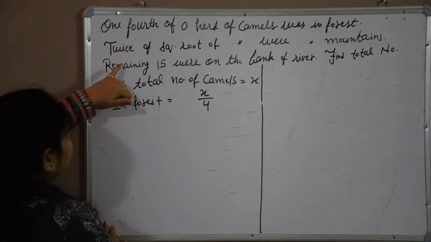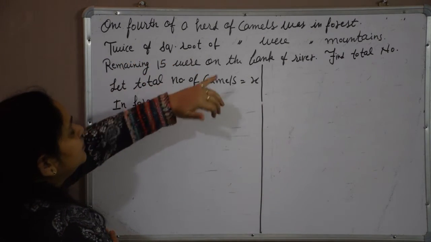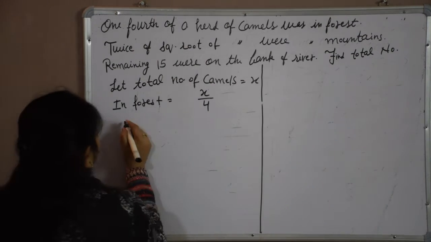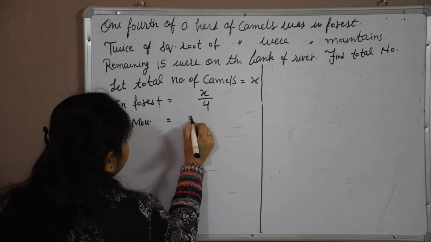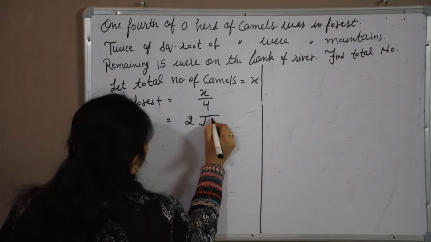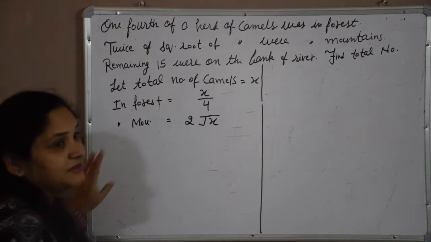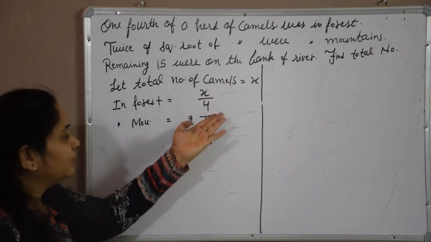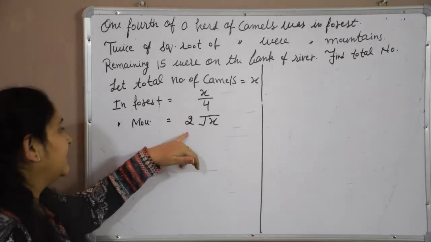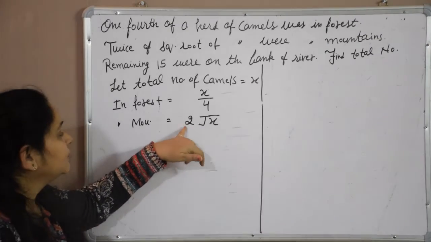Now the second condition is, twice the square root of camels were in the mountains. So in the mountains, twice the square root of camels. Total camels were x. The square root of total camels is under root x, and twice is 2 root x.